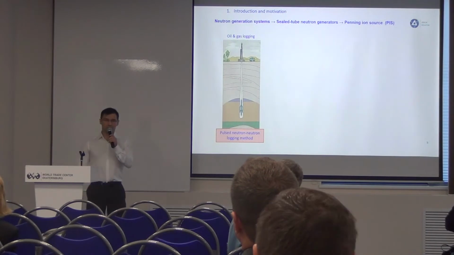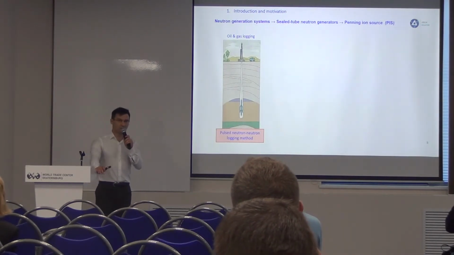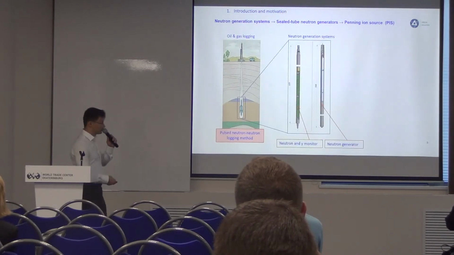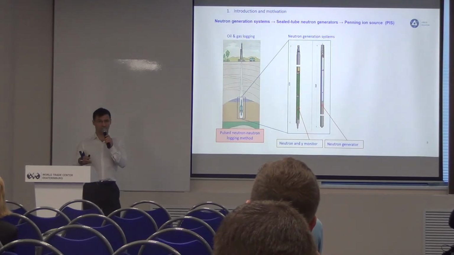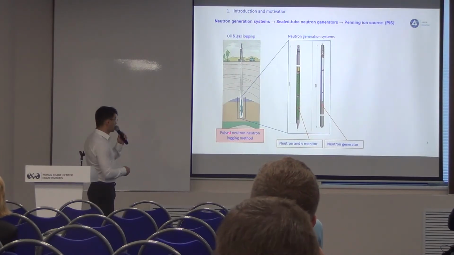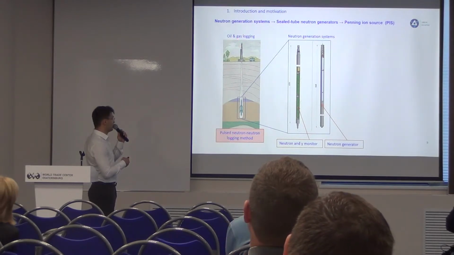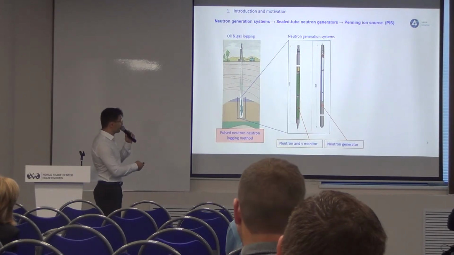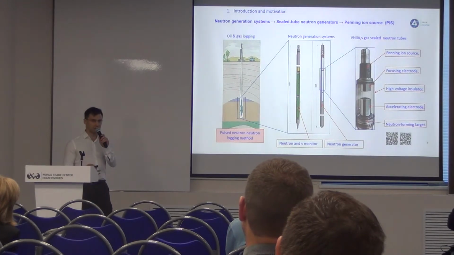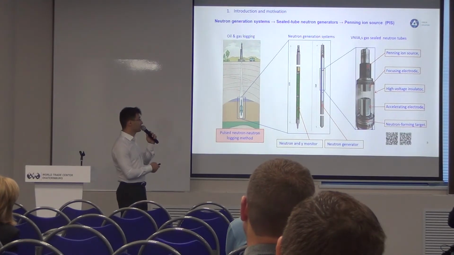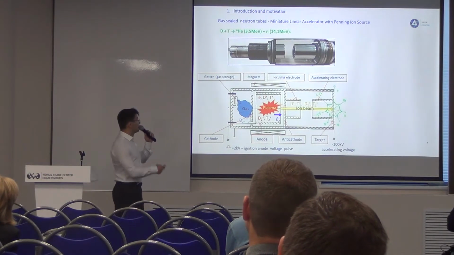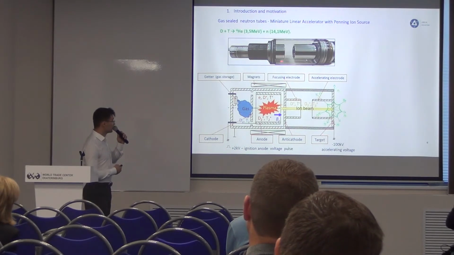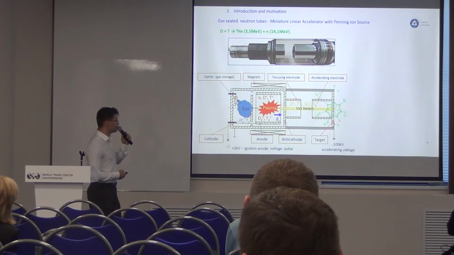So, I work in the Dukhov Research Institute of Automatics. Our institute produces neutron generation systems which can be used in many fields of technology or science, and one of them is the pulse neutron logging method to find oil and gas in the Earth. This is our neutron generation system, and the main part, the heart of this system, is a gas-sealed neutron tube. What is it? It is a miniature linear accelerator with a Penning ion source, an ion beam optical system, and a neutron target.